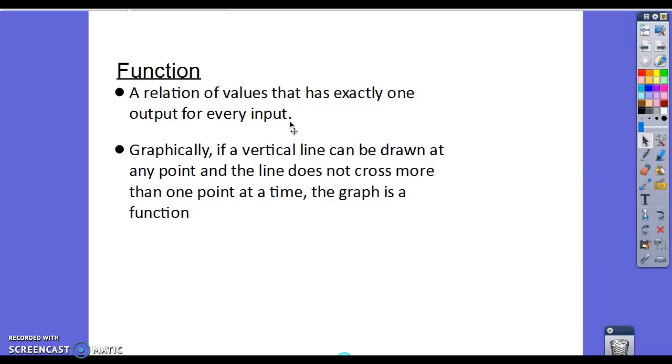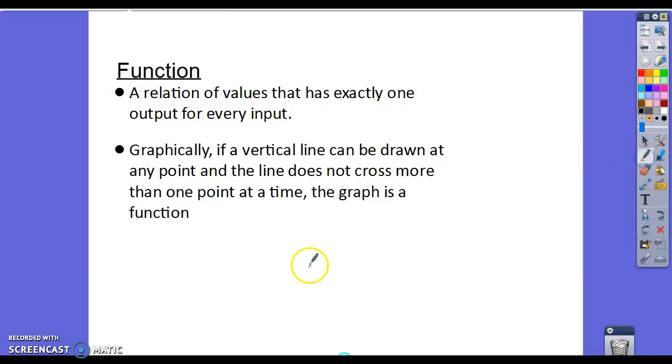Now, if you put in $1 and you get 5 Cokes, but then you put in $1 later on and you get no Cokes, then that's going to be an issue. Okay, so technically speaking, a function has one output for every input, is what we like to say.